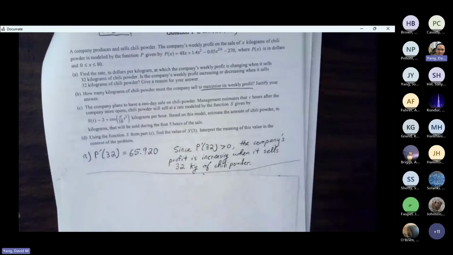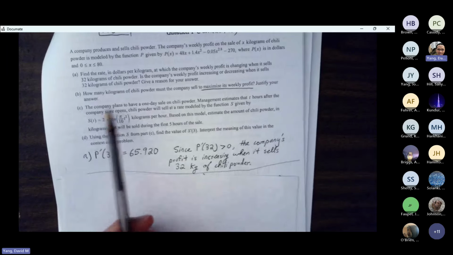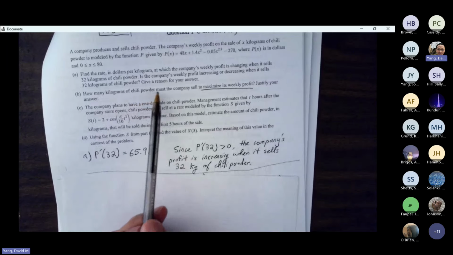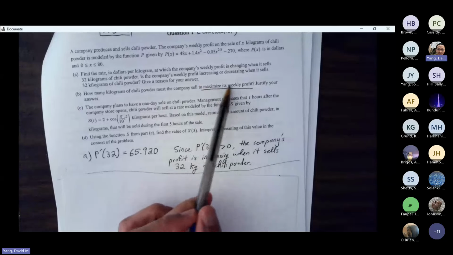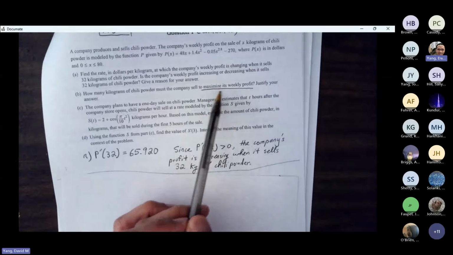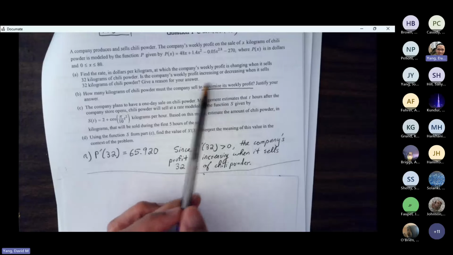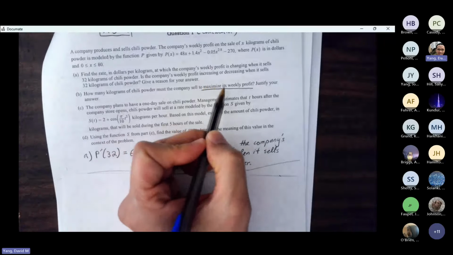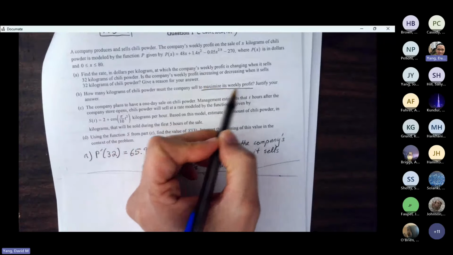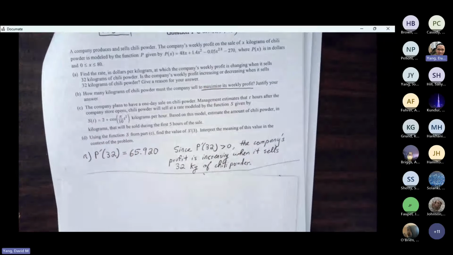Okay, part B, how many kilograms of chili powder must the company sell to maximize its weekly profit? Anytime we see the word maximize, we know that there's some sort of extreme value theorem going on, and we basically want to find when P of x is going to be at its greatest value.